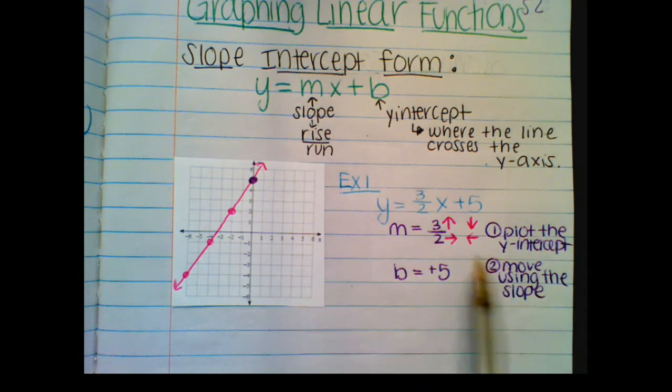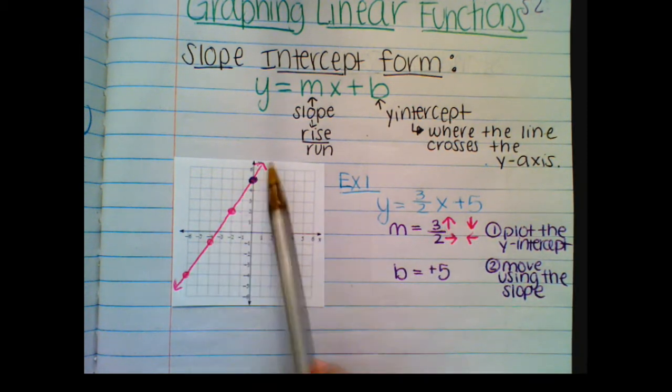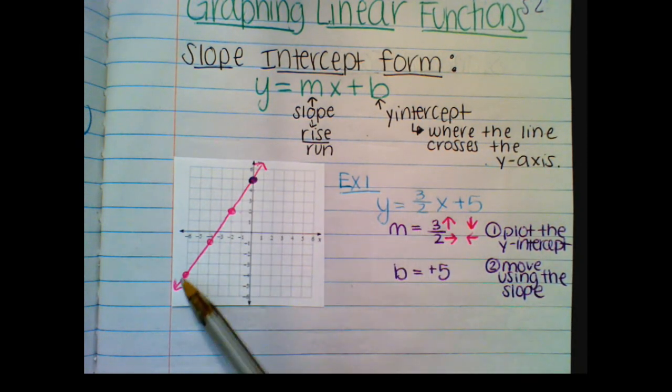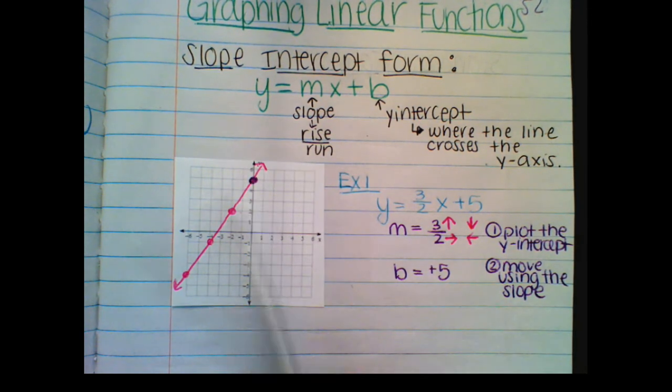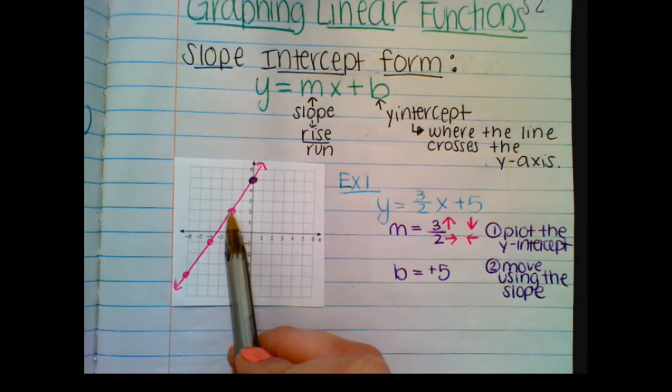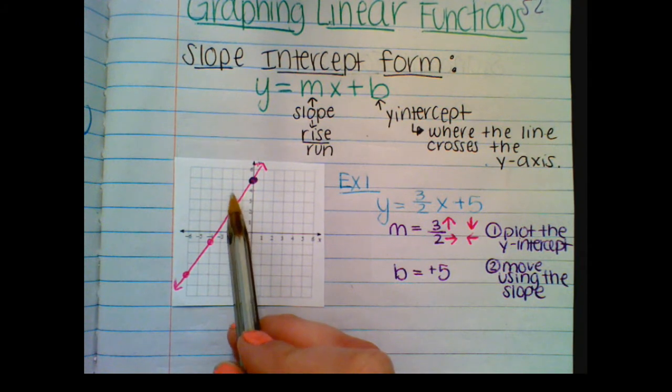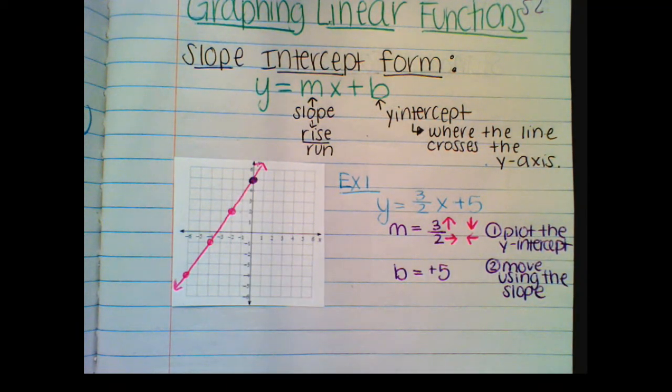Things that you can check: make sure the line is going up, because the slope was positive. My line is going up. My line did start at 5. And you can even start at any point and make sure you go up 1, 2, 3 and right 2, in case you had to change those directions. So that's the first one.